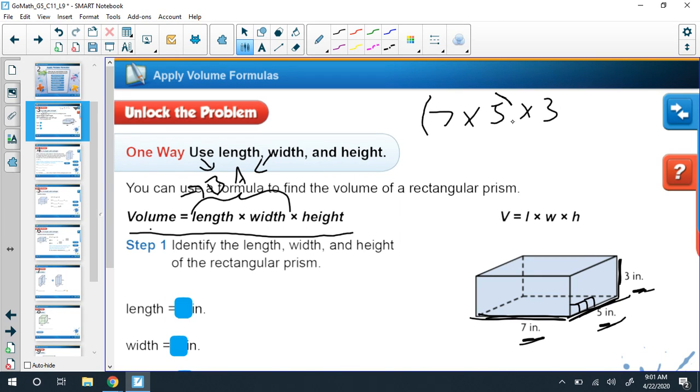For me, I would rather do this multiplication problem first and then multiply by 3 because 7 times 5 is 35. And then 35 times 3 is still a relatively easy problem because we have a single digit number that we're multiplying by, and it's a pretty small number. So 3 times 5 is 15. Carry the 1, 3 times 3 is 9, plus 1 is 10, and our overall volume for this rectangular prism is 105. We are working with inches, so 105 cubic inches.